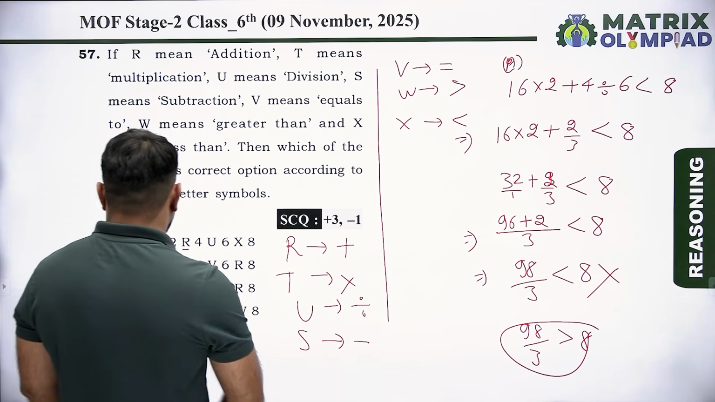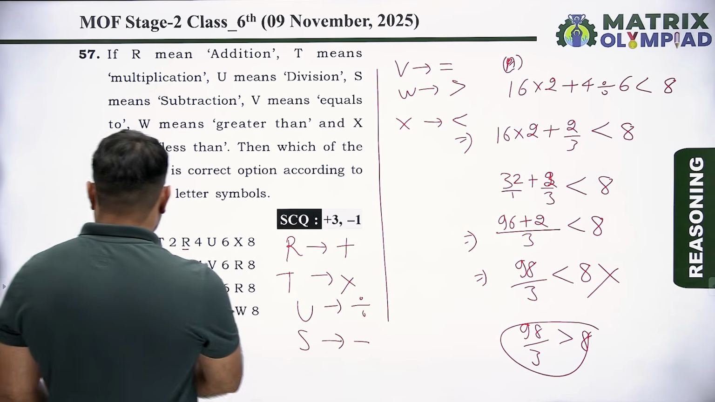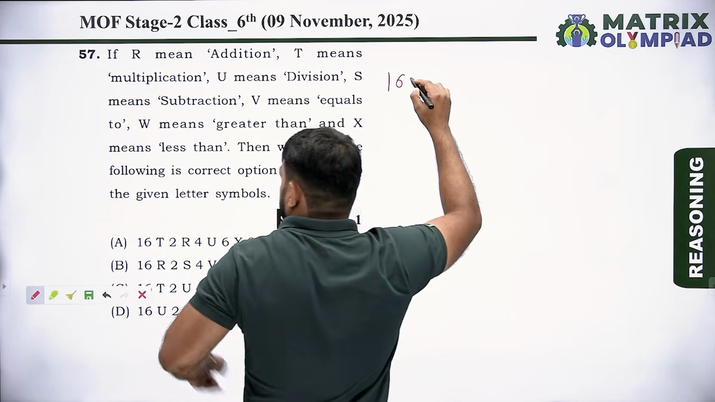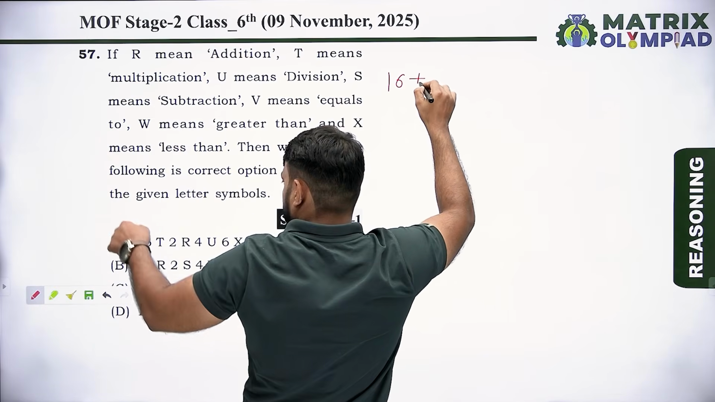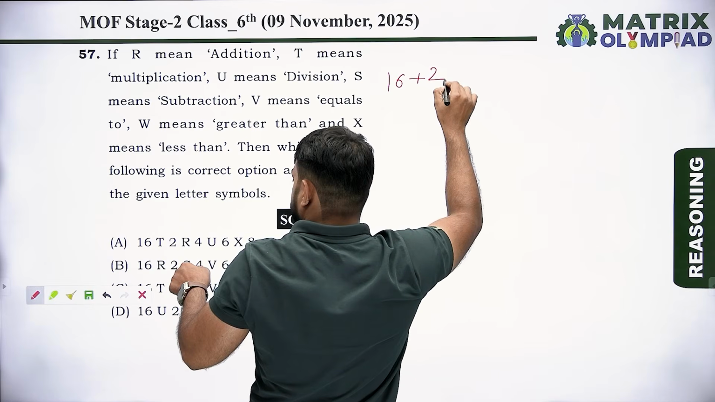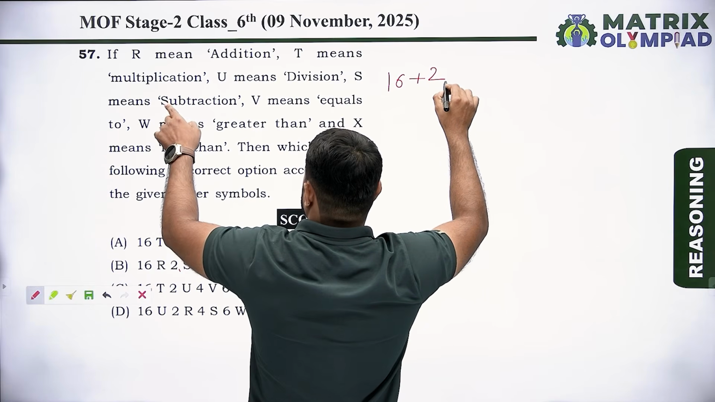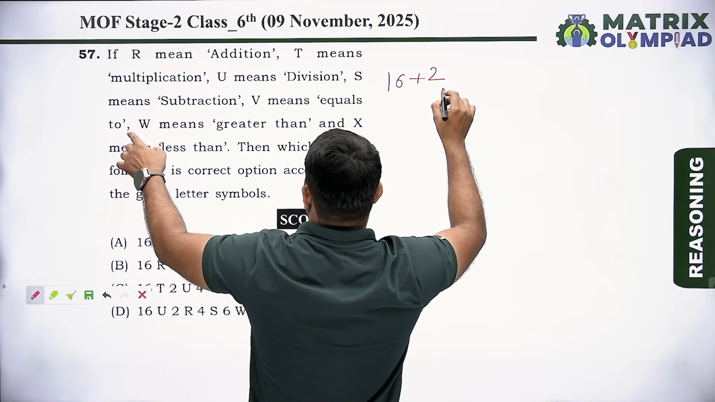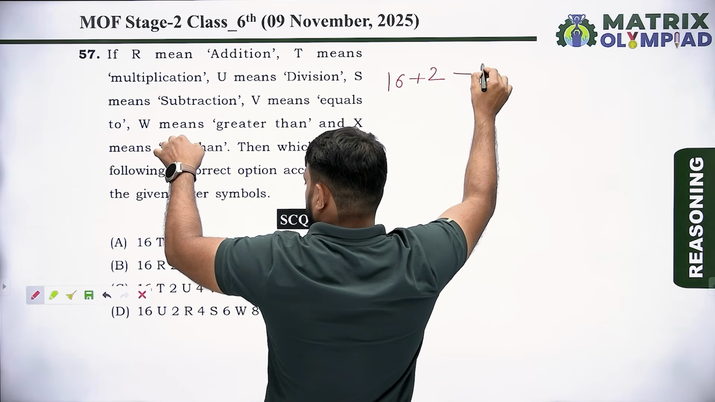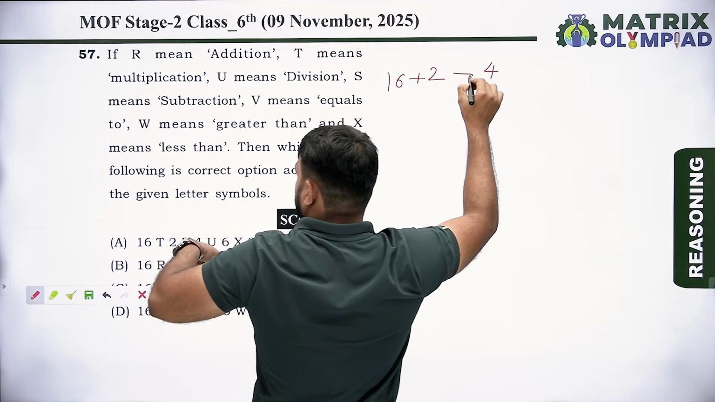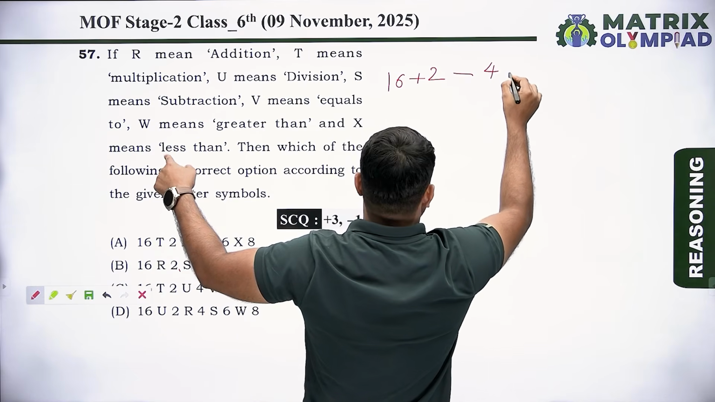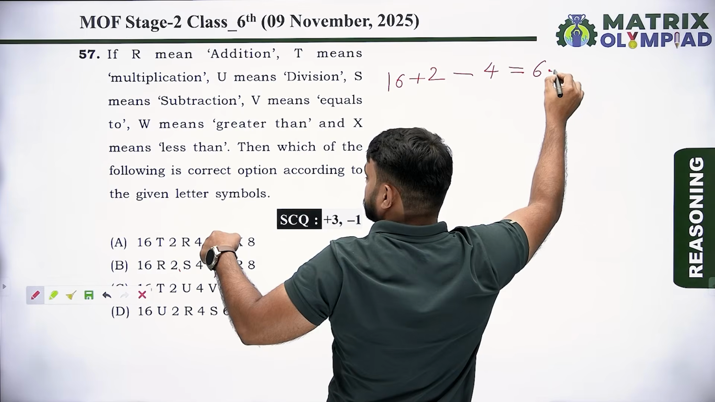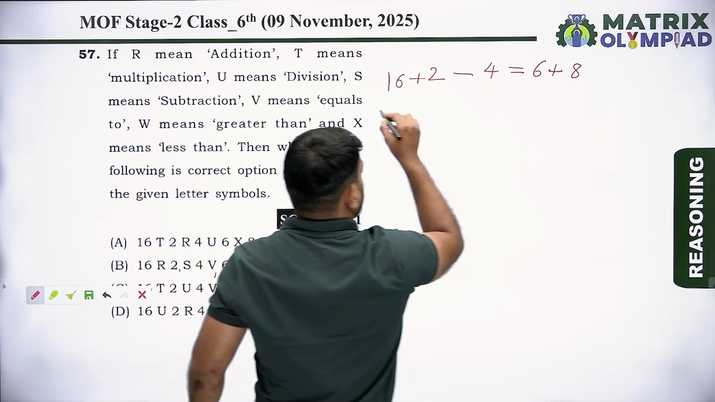Now taking option B. According to option B, 16, R it means addition, 2, S it means subtraction, 4, V it means equals to 6, R it means plus 8.